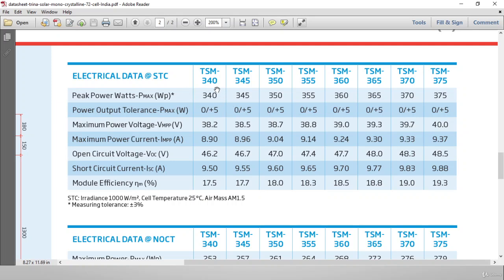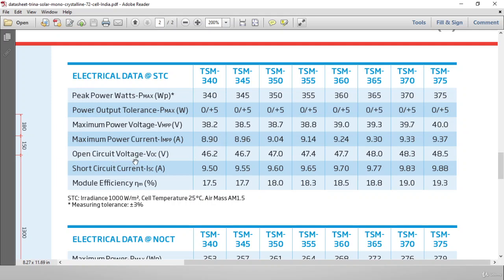The 340 watt peak solar panel gives us the maximum power point voltage, which we call the VMPP voltage. It is 38.2 volt. This parameter we have to note down if we are going for this particular panel. Second is the maximum power current, IMPP, in terms of ampere, it is 8.90. This we have to note down.